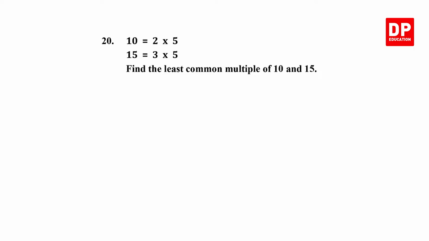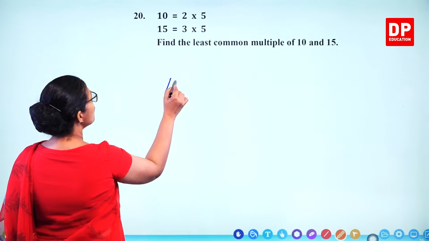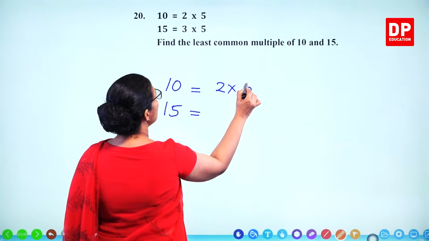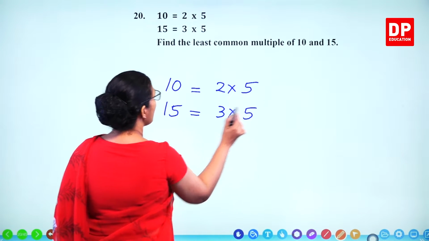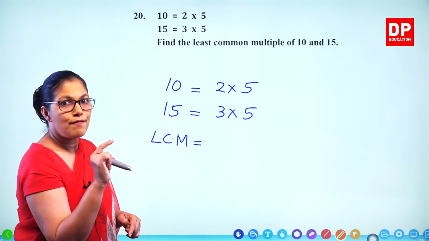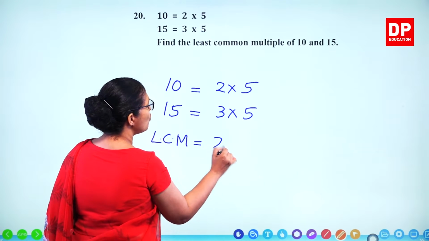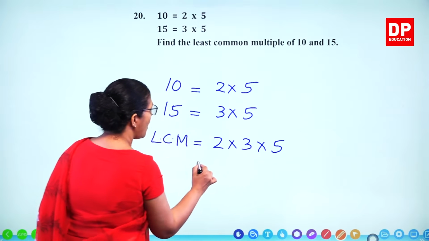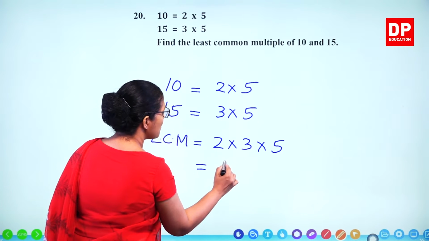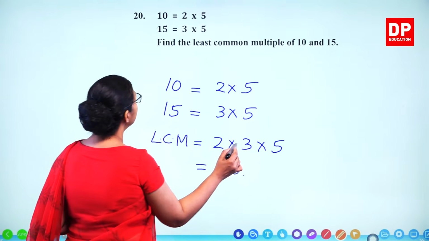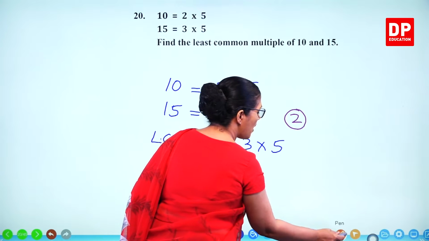Question number 20, that's the last question in part 1. Find the least common multiple of 10 and 15. So how you identify the least common multiple? First you write down the factors, and least common multiple, you take all distinct factors with the maximum power. 2 maximum power is 1, 3 maximum power is 1, 5 also maximum power is 1. So 2 times 3, 6, 6 times 5, 30. 30 is the least common multiple. You get 2 marks there.